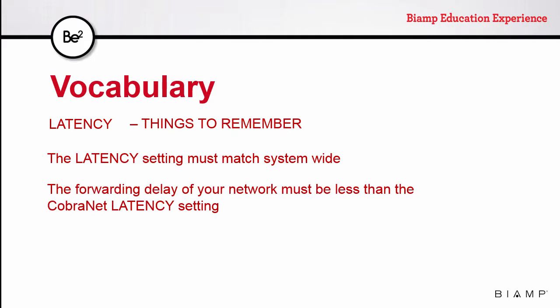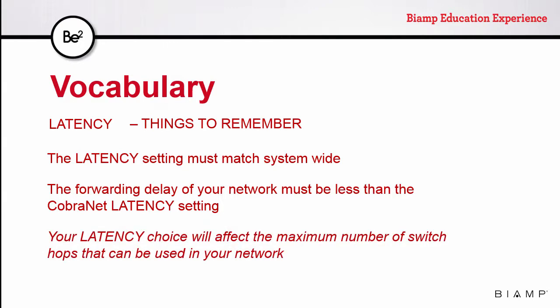And the forwarding delay of your Ethernet network must be less than the CobraNet latency setting. So, if it takes a packet 2 milliseconds to get across your network, a CobraNet latency of 1 1/3 milliseconds is not going to work. Finally, your CobraNet latency will affect the maximum number of switch hops that can be used in the network.